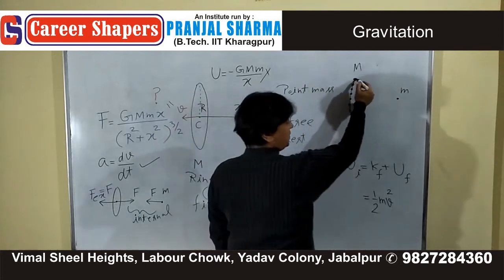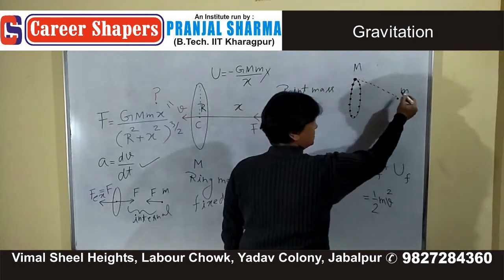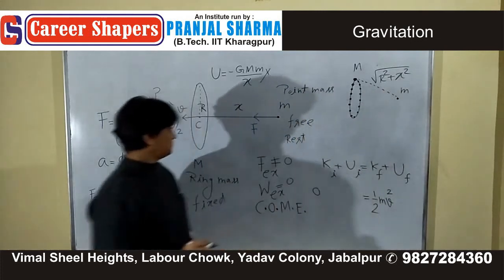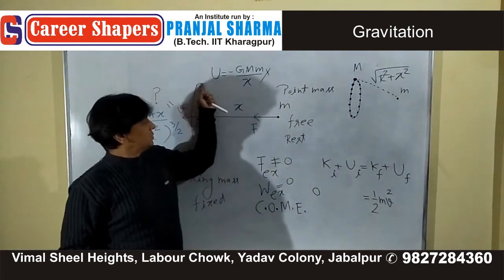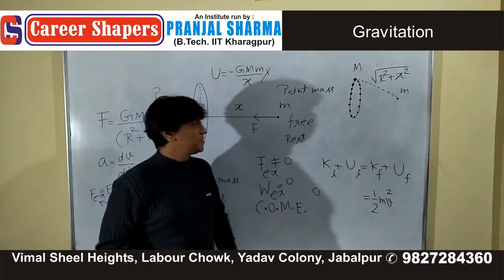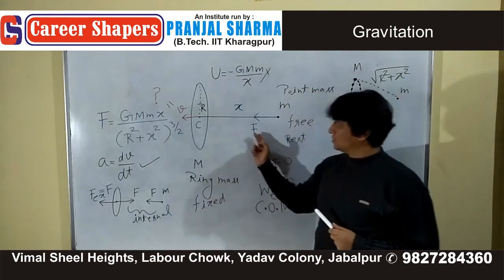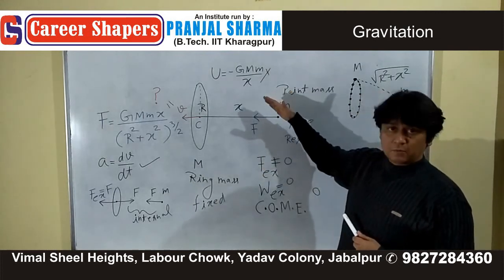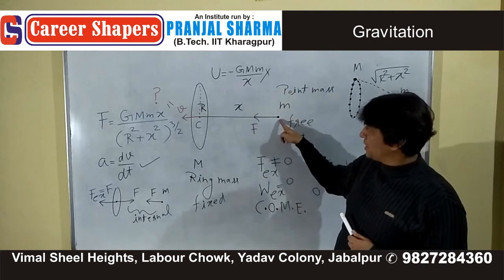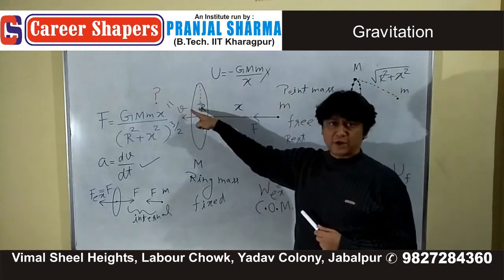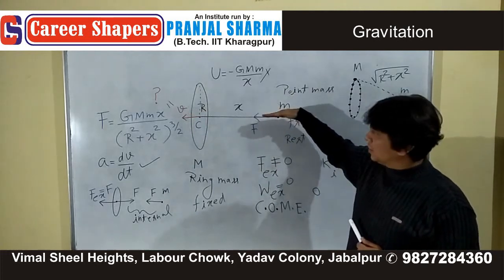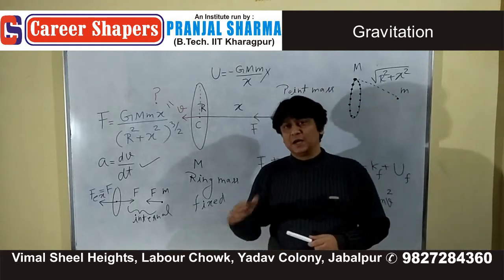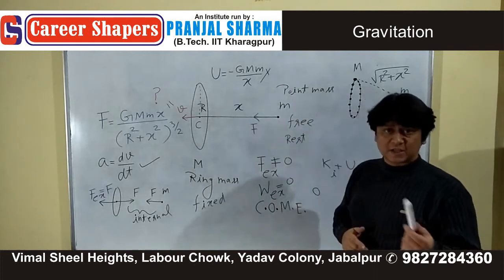Now, the distance of all these point masses from small m is root over r square plus x square. This is r, this is x. Now, when we needed total force, we had to use integration. We had to resolve all the forces coming on this point mass from all the point masses present on the ring, along the axis and perpendicular to the axis. The perpendicular components got cancelled, and only the components along the axis survived.